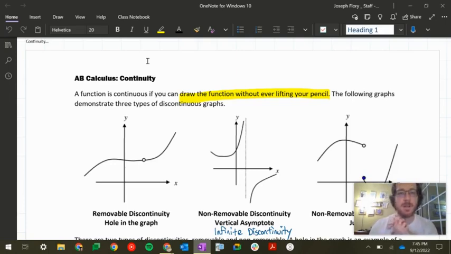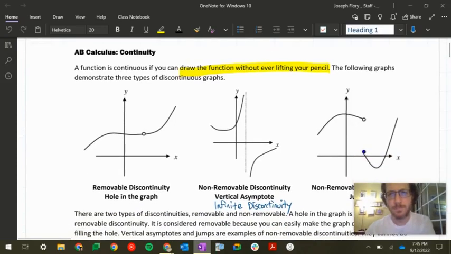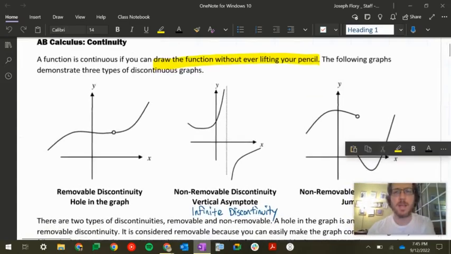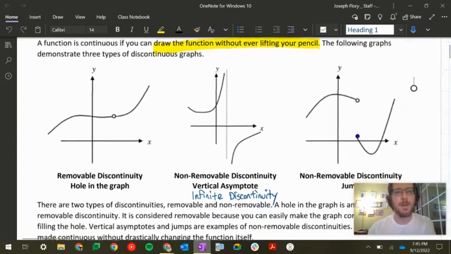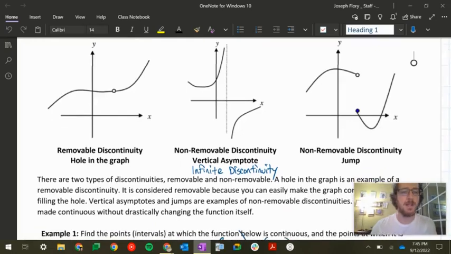First off, at the top of your continuity notes, it says a function is continuous if you draw the function without ever lifting your pencil. The following graphs demonstrate three types of discontinuous graphs. Surely you talked about this in pre-calc and maybe before that, but let's review the three main types of discontinuity. The first one is a removable discontinuity. It's the only removable discontinuity. That's where we have a hole.